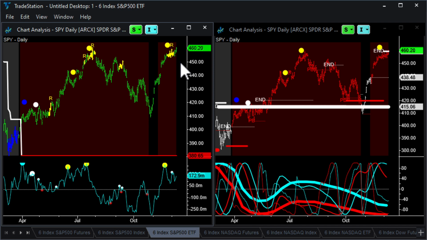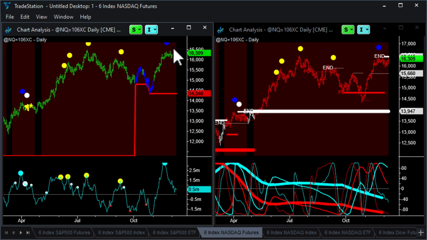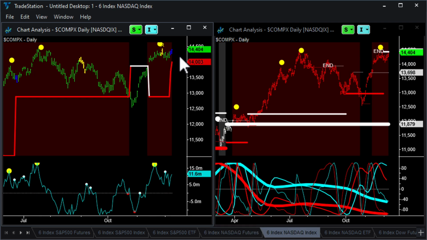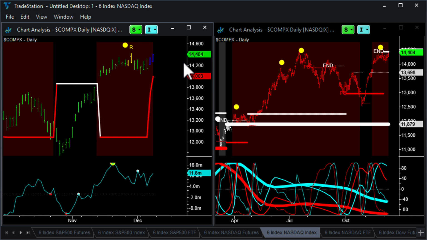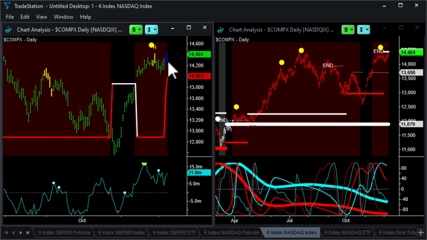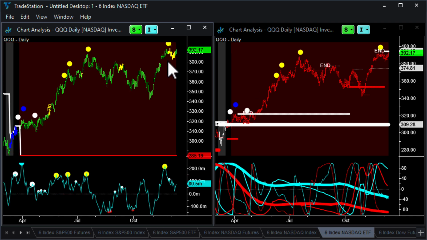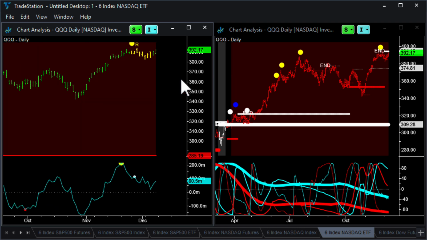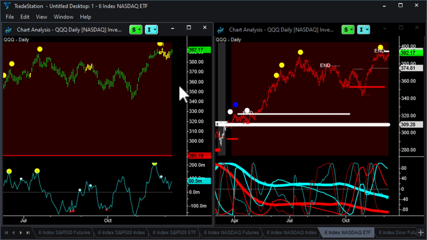So that's one. Then NASDAQ futures, no Rambo patterns there. However, on the NASDAQ index, we do have a Rambo pattern. You can see that's just hidden behind that flush signal up here at those highs. So that's a second. And then a third here with the Qs. So this is the ETF that follows the NASDAQ index, also generated a Rambo pattern at those highs.